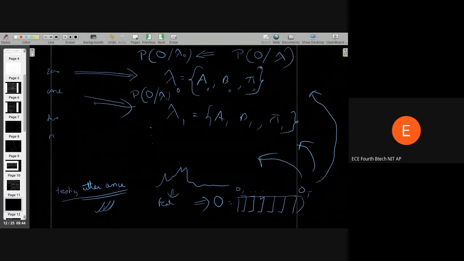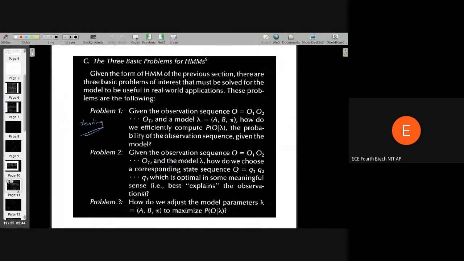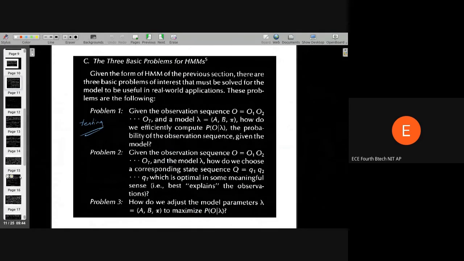But that is the first problem. The second problem is: given the observation sequence and the model lambda, how do we choose the corresponding state sequence, which is optimal in some meaningful sense?